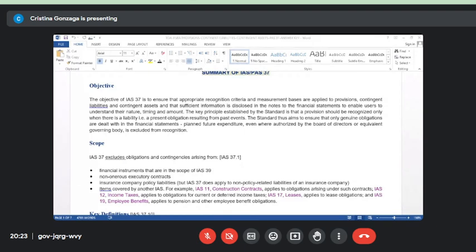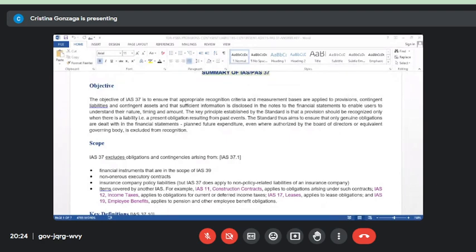Kapag kunwari nagbenta ka ng appliances or whatever na may warranty period, within the warranty period, you will have to shoulder the repair cost. No? Kaya malilibre ka lang from your obligation kapag yung warranty period has already expired. Pero within the warranty period, meron kang kailangan na warranty provision, no? So estimated warranty payable. Okay?